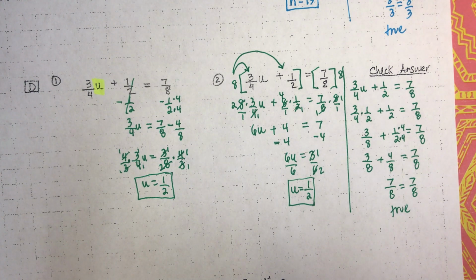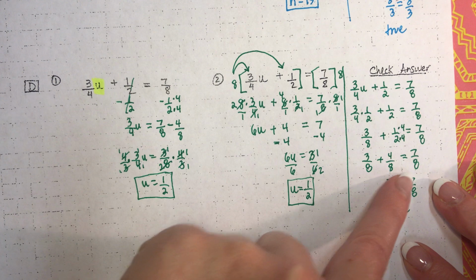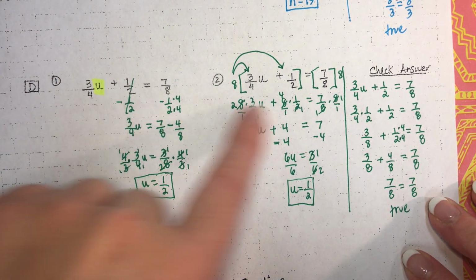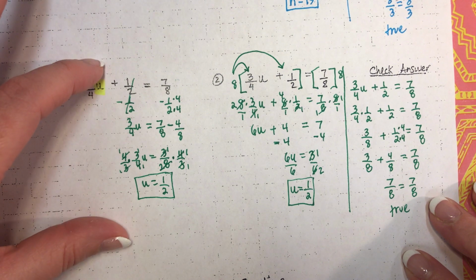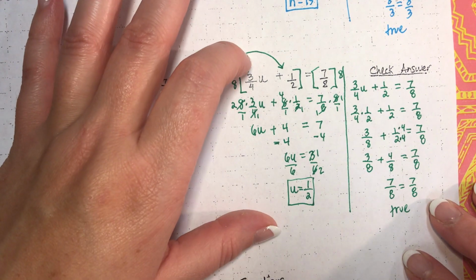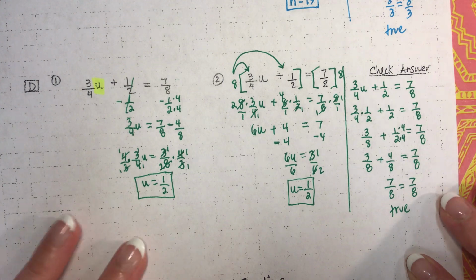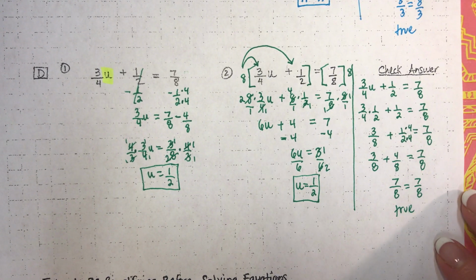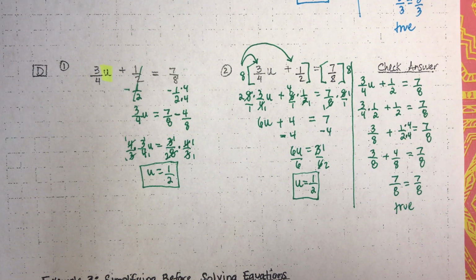So if you got that right, awesome job. If you didn't, I need you to erase and fix it so it looks exactly like this, okay? And remember, on your homework, we're going to do each of these fraction problems. We're going to do it where we keep the fractions, and then we're going to do it where we get rid of the fractions, and then we're going to check our answer. So that's what I expect in your homework. All right, we'll be back in a little bit for example 3.